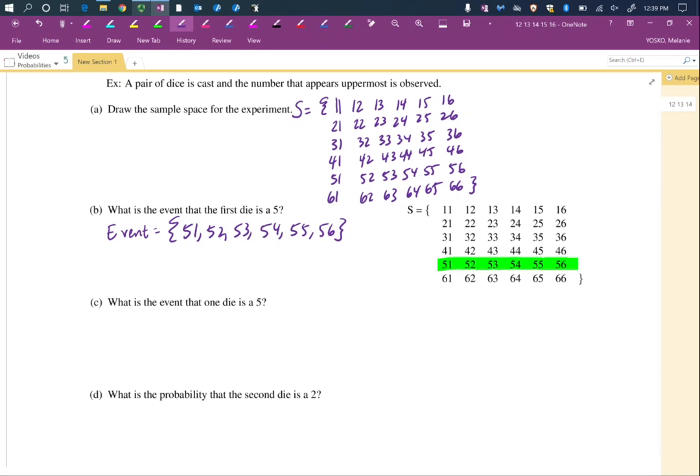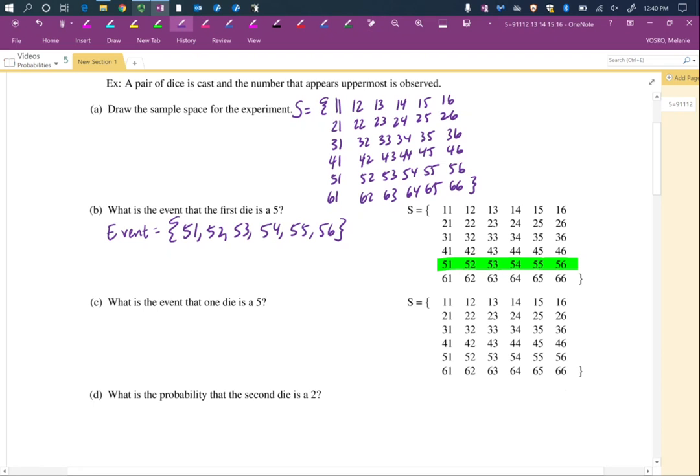Now, what is the event that one die is a 5? Does it say which one? It doesn't. So let's look at that sample space. So again, we're talking about an event, so we're going to use our set braces. One die is a 5. So we just said, if the first die is a 5, that's all of those. But there were two options, right? One die is a 5 could be the first die is 5 or the second. So all of these have the second die as a 5. So if we're looking for that event, we're going to write down all of those cases.